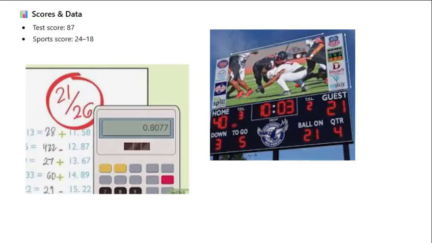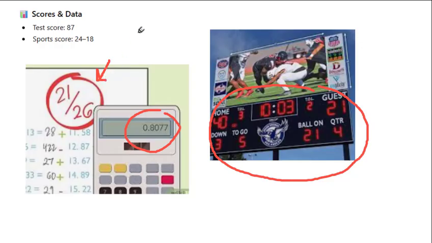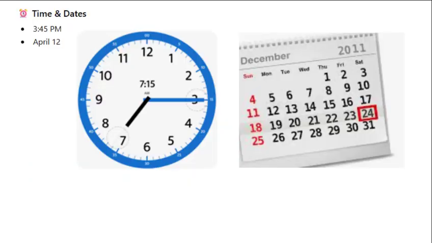We also use standard form with scores and data. When's the last time you went to a baseball game or a football game and you looked up at the scoreboard? Everything is written in standard form. Have you taken a test lately? Your teacher wrote the score at the top of the page. She might have written something like 87%. It's all standard form. Every day you look at the date and you look at the time, and it's all written in standard form. Just numbers, just the digits, no words, no breaking it apart. 7:15 right here on the clock, all written in standard form.